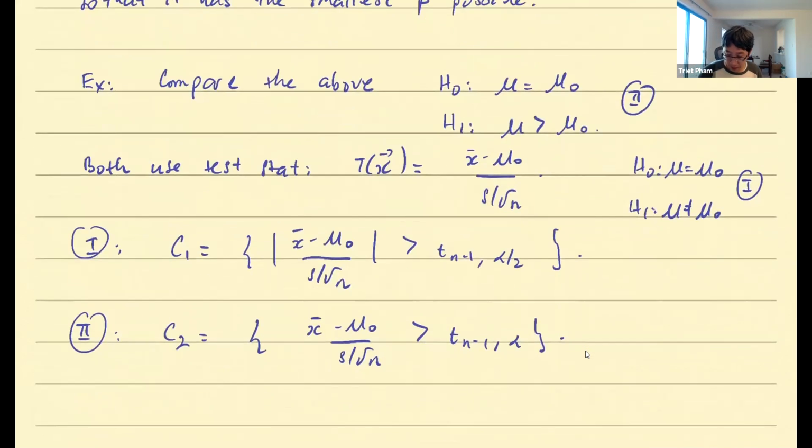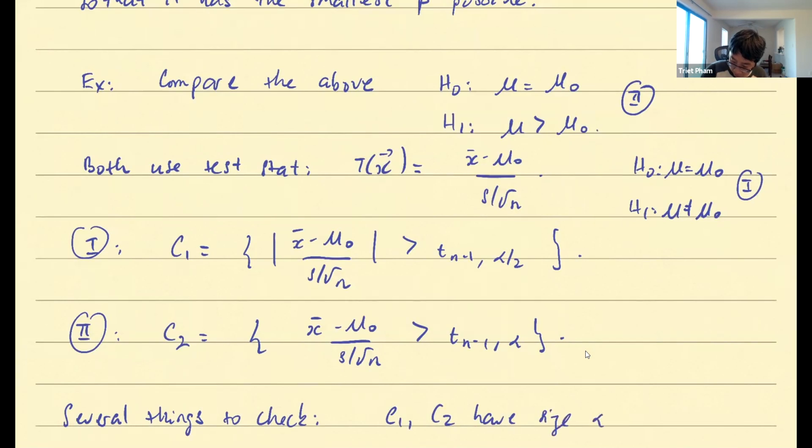So, I hope that these are very intuitive and you would probably not even question me doing this. But let's look at several things to check, because there are certain things that we should still investigate. First of all, do you see that C1 and C2 have size alpha? If I were to ask you to prove this, would this be easy?